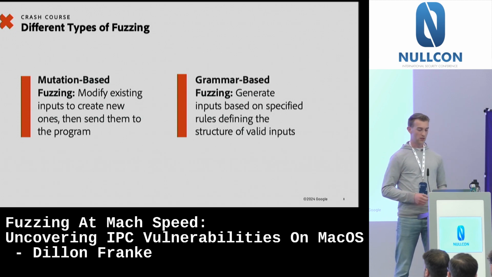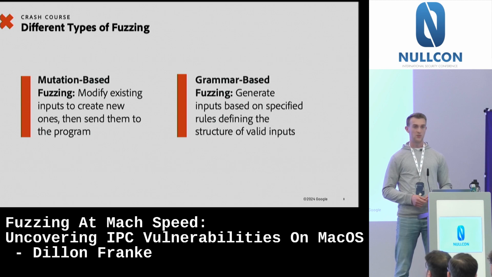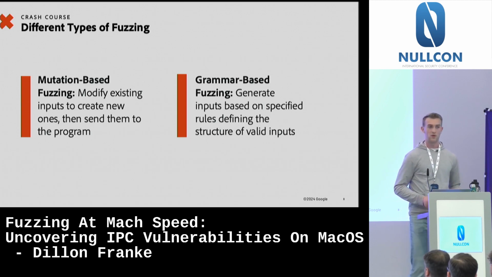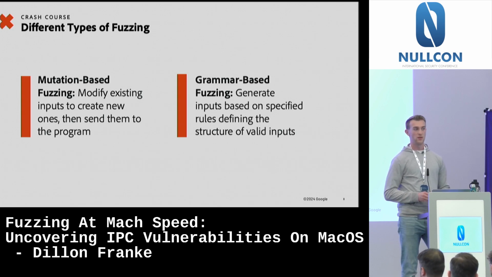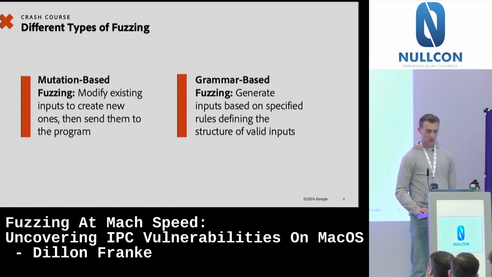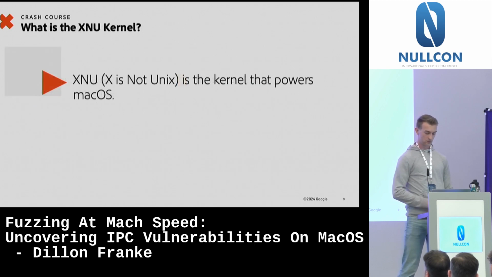Another approach is grammar-based fuzzing, which is also very valid and has different applications, but this is where we generate inputs based on specified rules. So you can think of maybe you're trying to fuzz JavaScript in a browser. You have a set, defined RFC of how that language works, and you can then write a grammar-based mutator to take that RFC into consideration and generate inputs based off of that. Today we're mostly going to be focused on mutation-based fuzzing, which is the approach that I took.